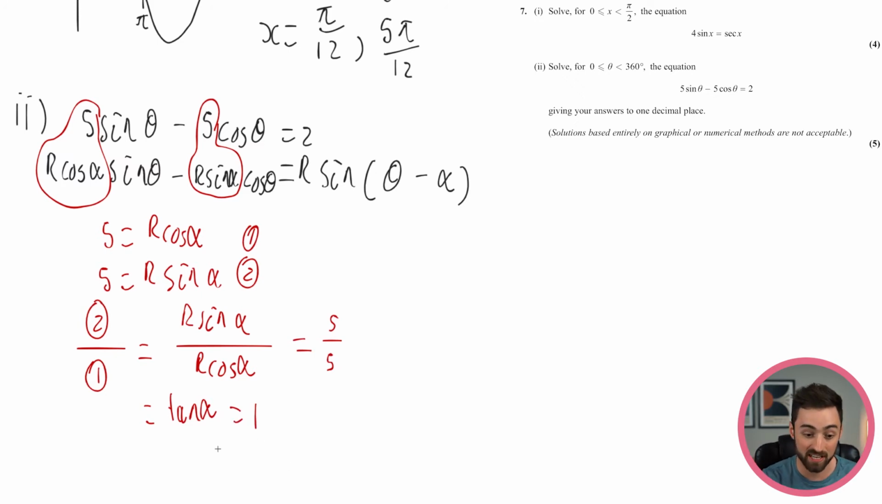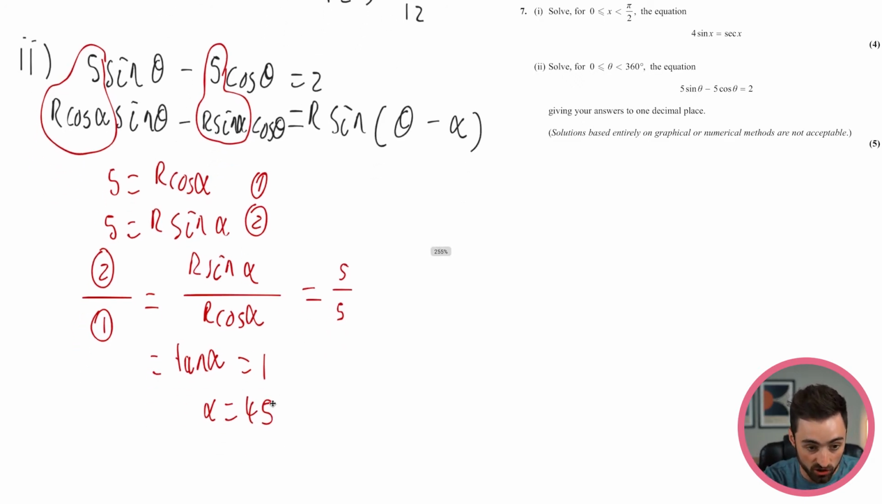Now, tan alpha equals 1 at 45 degrees, or pi by 4. In this case, we're in degrees, so I'm going to say 45 degrees here. So alpha is going to be 45. So all I need to do now is get r. There are a few ways that I can do this.